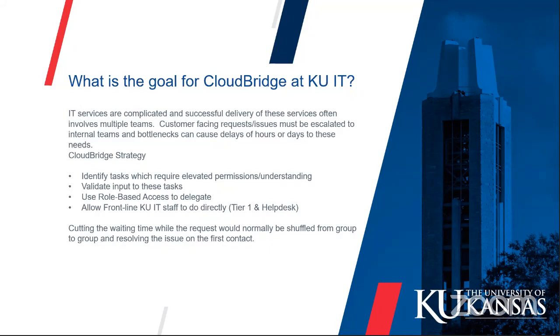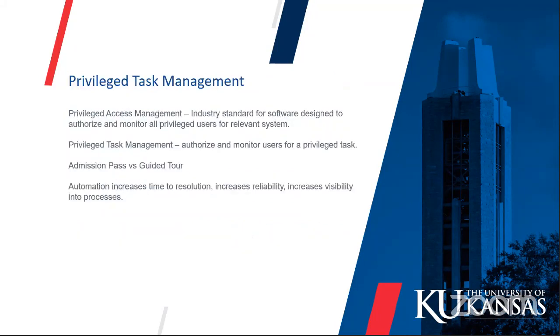It would improve services and response time if we can just give the access to the tier ones, to the help desk, to the web staff, to whoever needs to do that task. Privileged task management is the term that the company is touting for what their software does. Privileged access management is an industry standard that basically allows a user to be escalated in privileges. So say I need to escalate to an administrative role to perform a task. Privileged task management goes beyond that, saying, okay, we're going to escalate you to an administrator, and this is exactly the tasks you can do, and these are the parameters you can put in, and they need to be validated in this way so that the task will succeed or so that there are no unforeseen consequences.